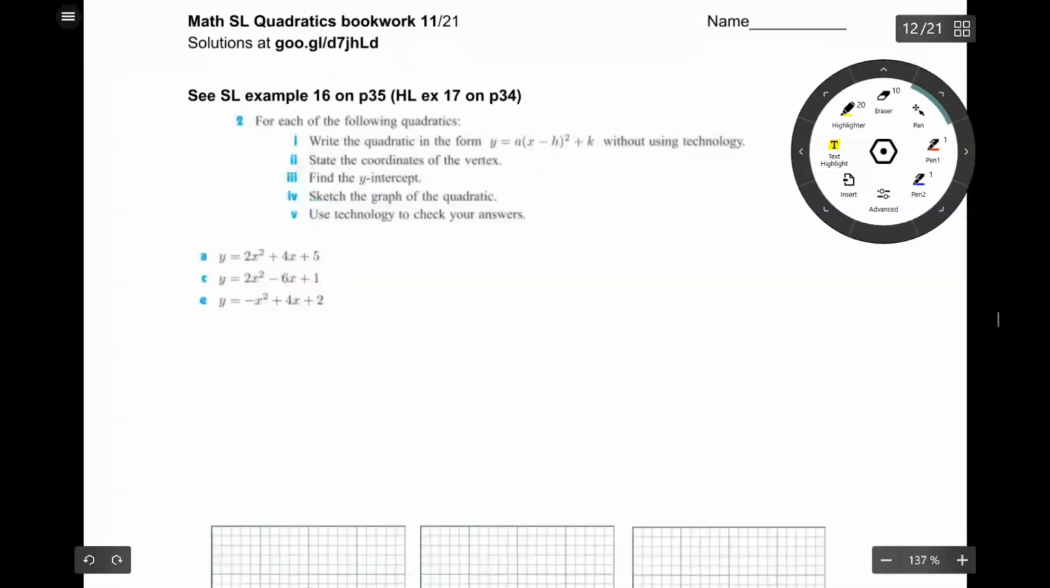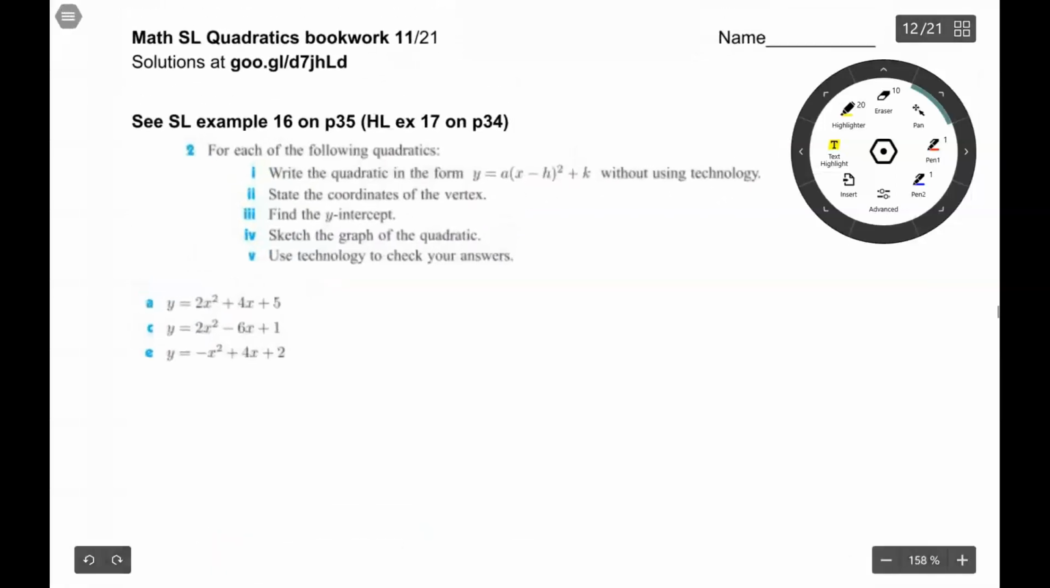So we're going to be working on page 11 here. Page 11, we're going to be doing a whole bunch of stuff with each one of these equations. First, we're going to write it in vertex form without using technology. So that means you're going to do completing the square, or you're going to find the vertex using negative b over 2a. State the coordinates of the vertex, okay.